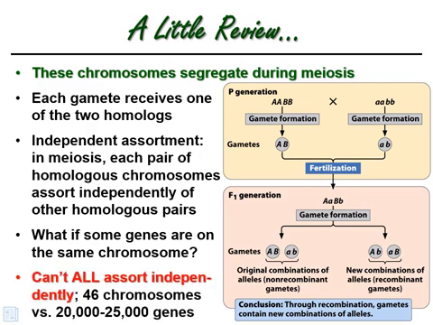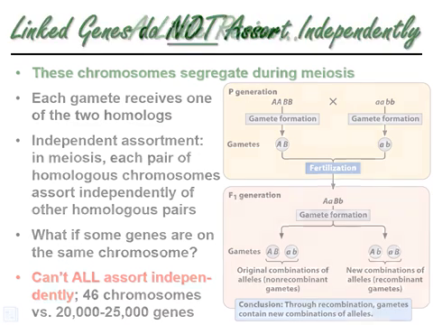And so here's the thing. In human beings, for example, we have 46 chromosomes, right? We have 23 pairs of chromosomes. We have somewhere between 20 and 25,000 genes. That means that we are going to have more than one gene per chromosome. And so it's impossible. You can't have all the different genes assort independently. Some of them are going to travel together.